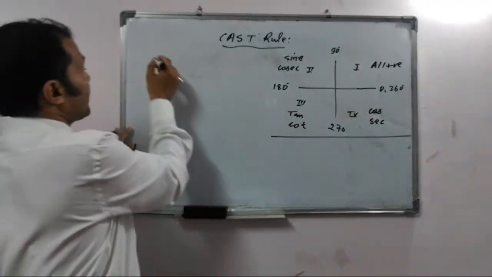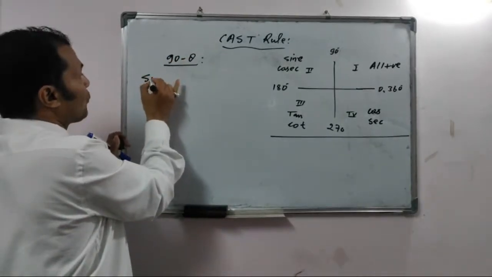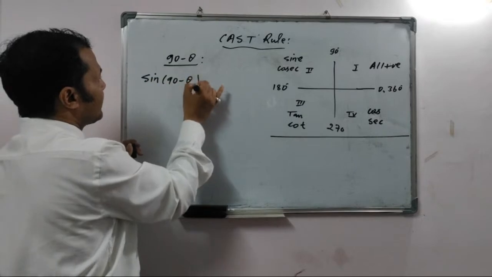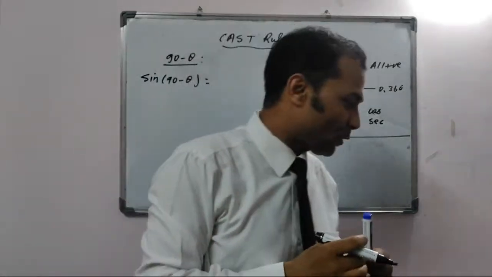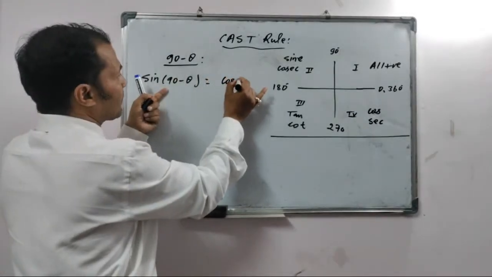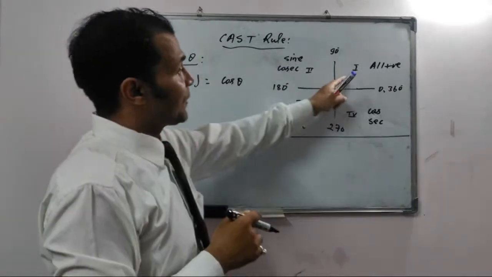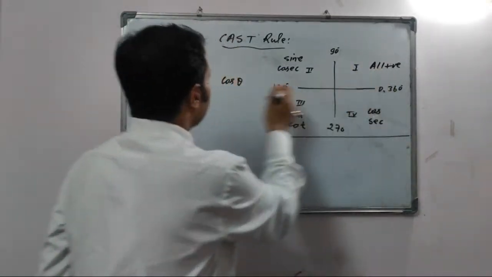Right. So for that, now if it is 90 minus theta, you all know very well, what will be the value of sine 90 minus theta? Can anyone tell? See, because of 90, the ratio will change. Cos theta, right? 1 times 90, and it lies in the first quadrant. And we know all are positive, so it's positive.